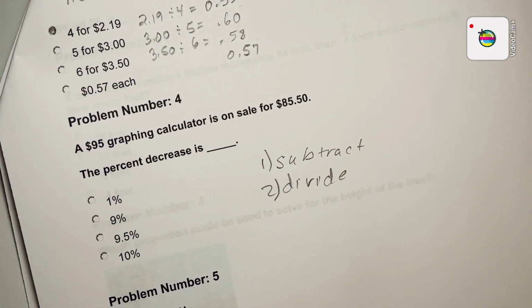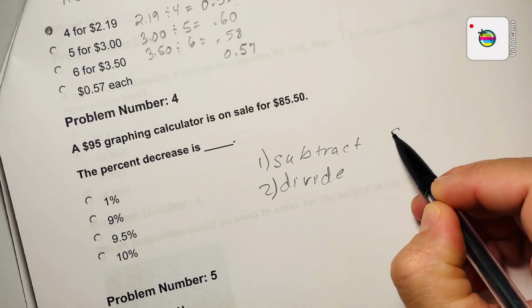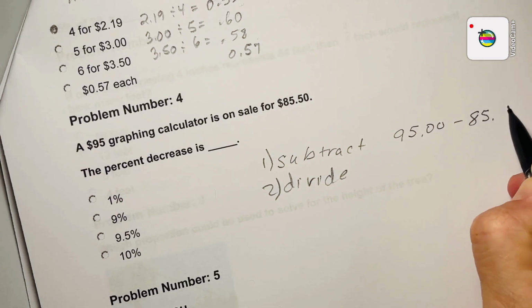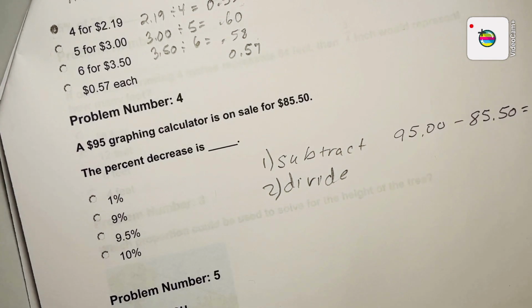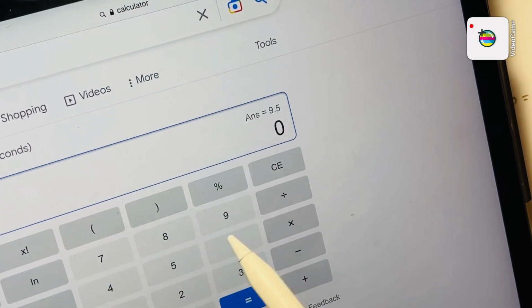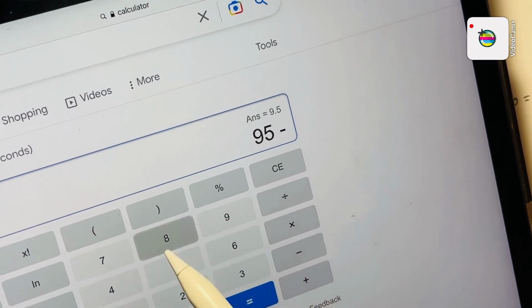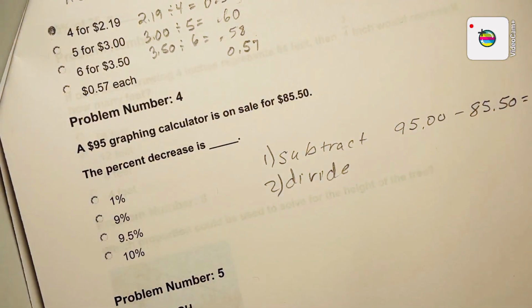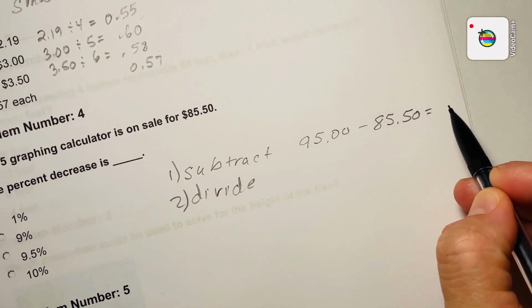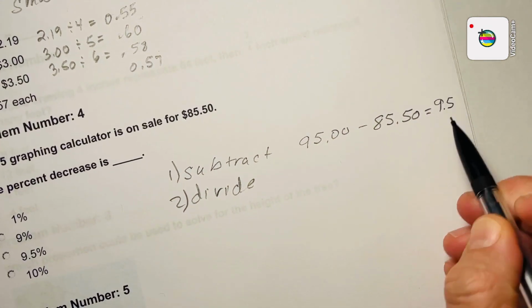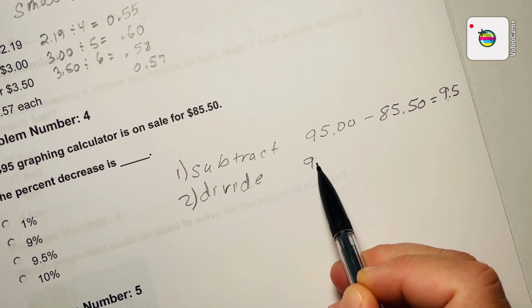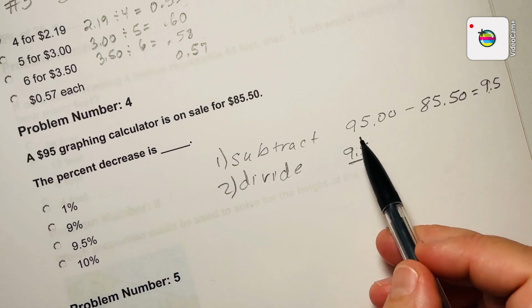Okay, what are we subtracting? We're subtracting the original price and the sell price. When you subtract those two, you get, let's see, 95 minus 85.50, $9.50 or 9.5. Okay, then you divide. What are you dividing? You're dividing the discount by the original price.